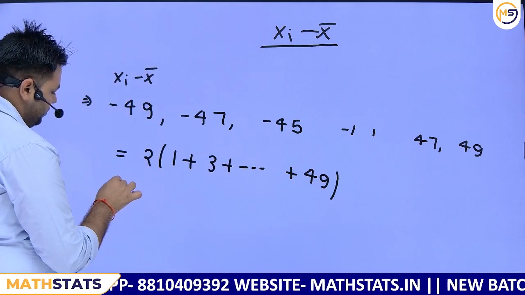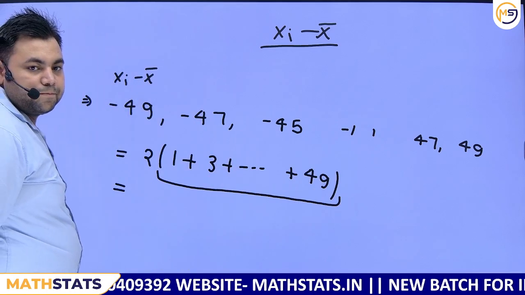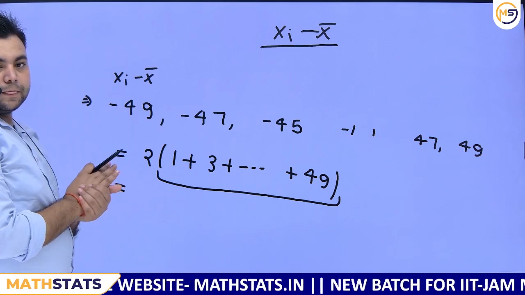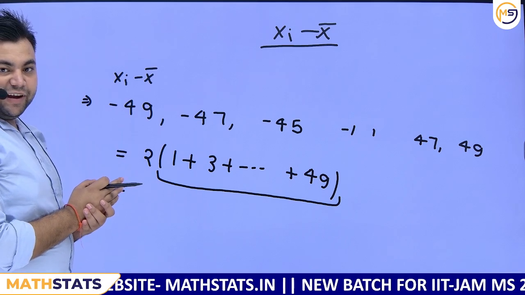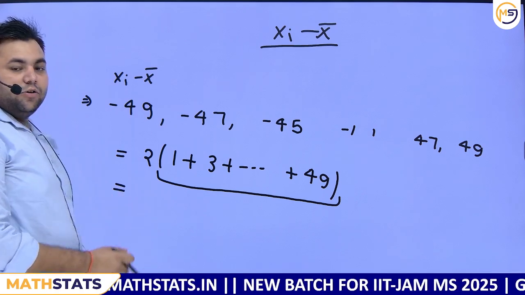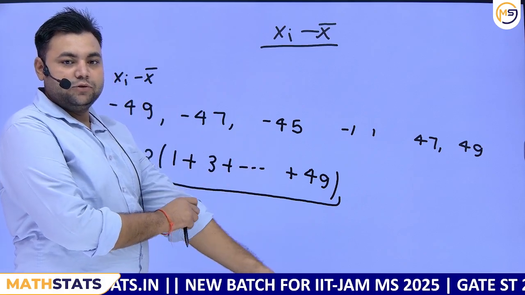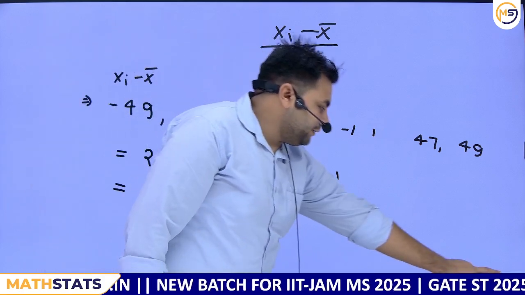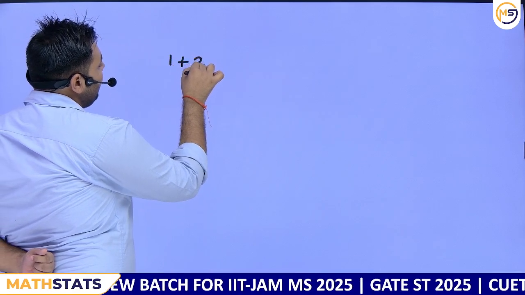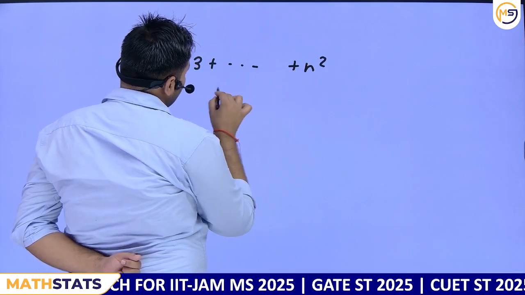So what is the summation of this series, 1 plus 3 plus and so on up to 49? 25 square. 25 square, sir. Okay, yes. Now, how many terms are there? 25 terms. And remember this: if I add the first n natural odd numbers, this is equal to n square.